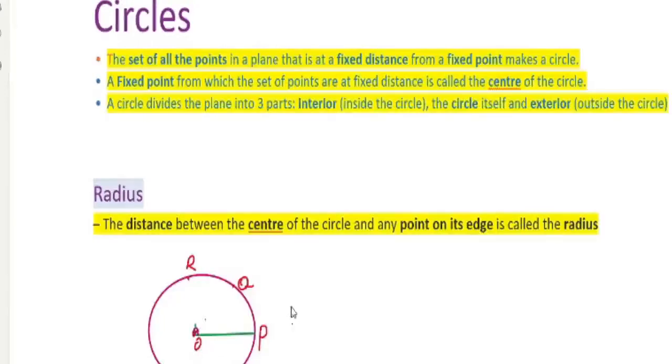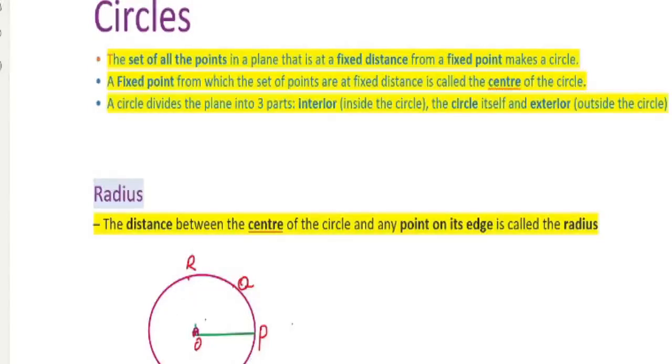And here you can see the circle divides the plane into 3 parts. Here O is a point which lies inside this circle. So this part we call the interior of the circle. That means inside the circle.